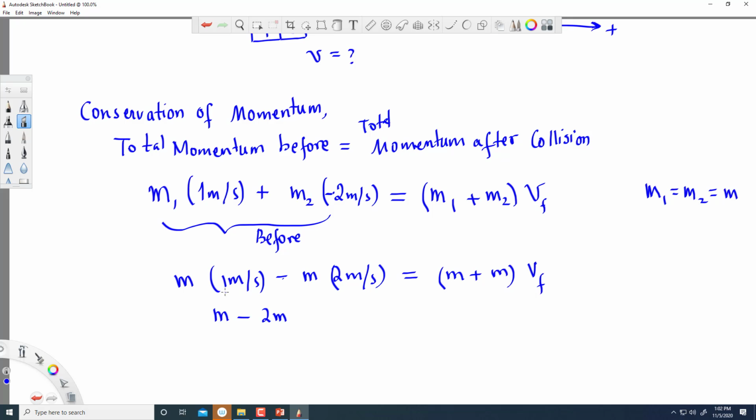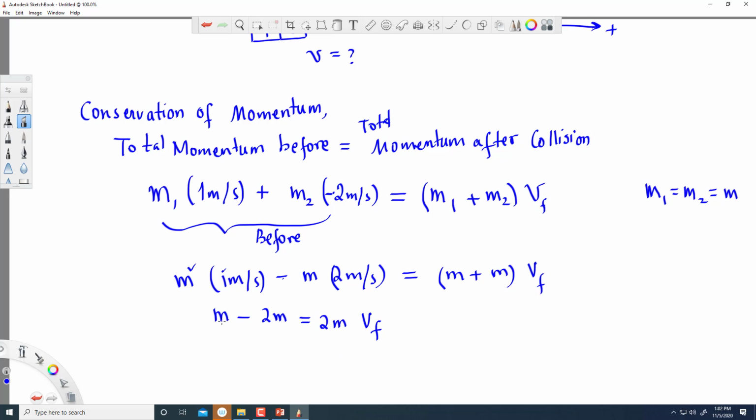Okay, I'm not writing the unit here, I'm just writing the number and the variable. This is mass, that's 1, and I don't need to worry about the meters per second, that's the unit. So m is the variable mass, 2 is the speed, so 2m. m is the placeholder for the mass. We don't know the mass, so I'm just using m for that. That is equal to m plus m, which is 2m, times Vf.